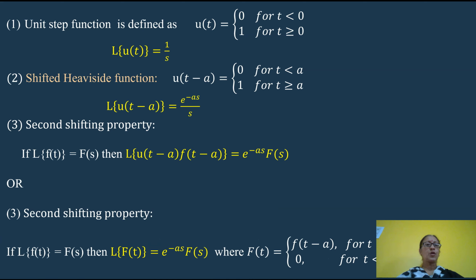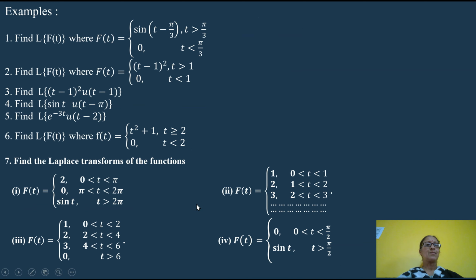So second shifting property we have defined in two ways. This is one way of defining the second shifting property. This is other way. So you can find any form in your final examination question paper. So here even if you find L of u of t minus a into f of t minus a, or L of capital F of t, but its Laplace transform is same, e power minus as F of s. Now let us see some examples.